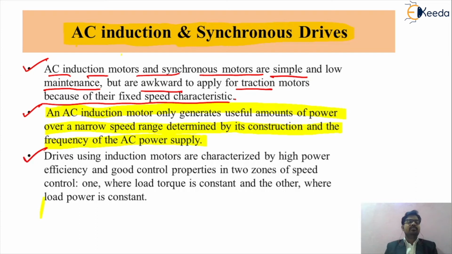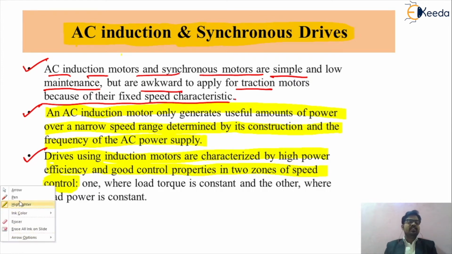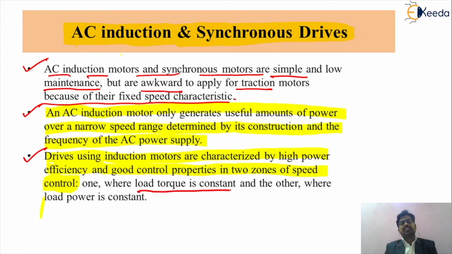Then a very important concept: the drives which use induction motors are characterized by higher power efficiency and good control properties in two zones of speed control. What do we mean by the two zones of speed control? The first zone is where the load torque is constant, and the second is where the load power is constant. By means of the AC induction motor, we can control the speed of the motor both above synchronous speed and below synchronous speed, because this concept is available in the AC induction motor and the synchronous motor, which is called synchronous speed.